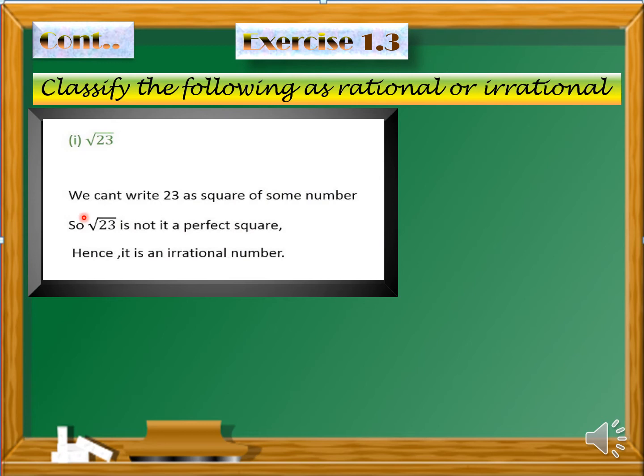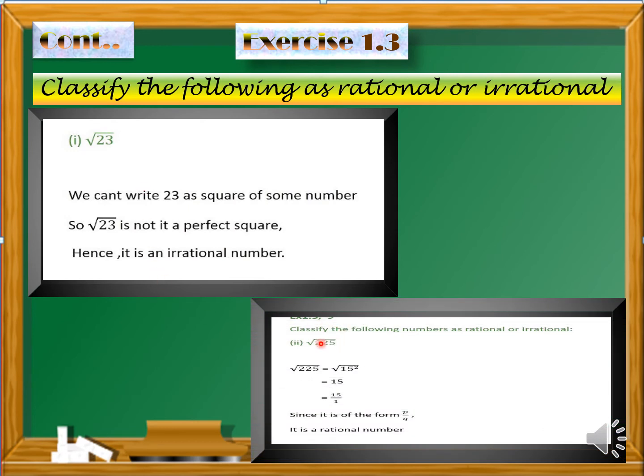We can find the roots of 4, 9, 16 or 25, but not root 23, because its value is in decimal form, that is 4.796. So hence it is an irrational number.